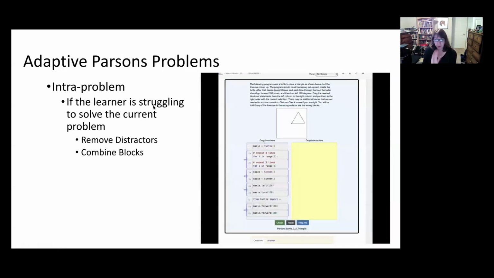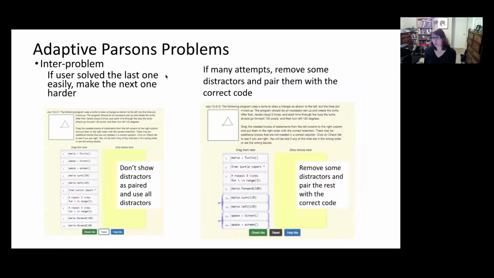The other thing we did was, oops, sorry, next. Inter-problem or different problem adaptation is based on how you did on the last problem, and it will modify the difficulty of the next problem. So if you solved that last problem in one attempt, you found it very easy, well, then we try to make the next one harder by not showing distractors paired and using all the distractors, so just randomly mixing in the distractors. Otherwise, if you struggled on the last problem, we try to make the next problem easier. So remove some of the distractors, and pair the rest with the correct code.